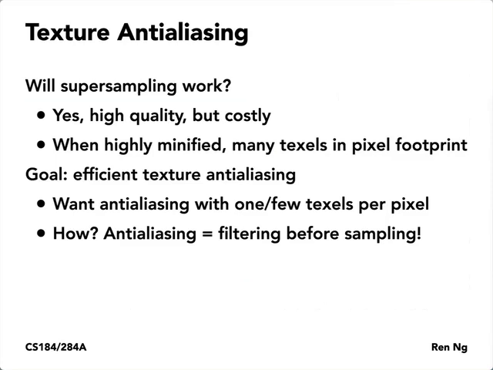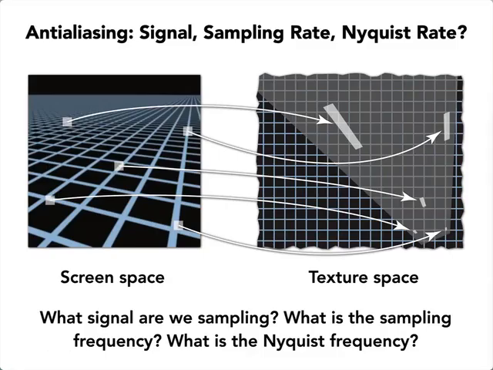We want anti-aliasing with only one or a very small, finite, constant number of texel samples per output pixel. How? Again, anti-aliasing is filtering before sampling. So we're going to somehow be filtering the signal before sampling. Okay, that's where we're going. Now, I said filter frequencies before sampling. And remember, we want the sampling rate to be commensurate with the Nyquist rate so that we can be safe from aliasing, as sort of our engineering guiding light.